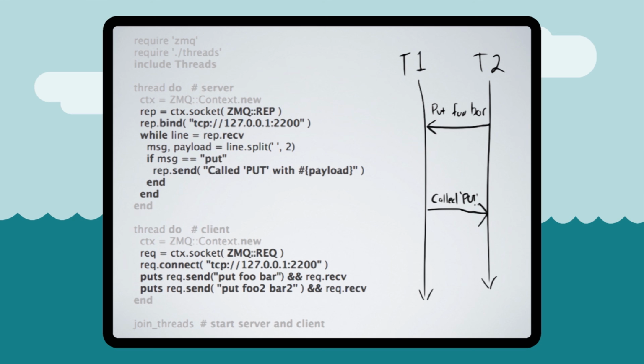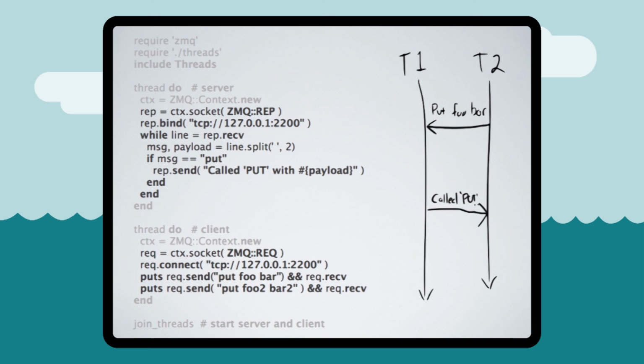So I'm creating a little server here built to do replies. All it does is a while loop that waits to receive anything that comes through TCP on port 2200. If the message contains put in the payload, then it just replies, hey, I called put. Then it creates another thread, which is a client, and connects to this exact same TCP port as you would with a client. It sends put foobar, requests, gets the response back and outputs it, and then it does it again.